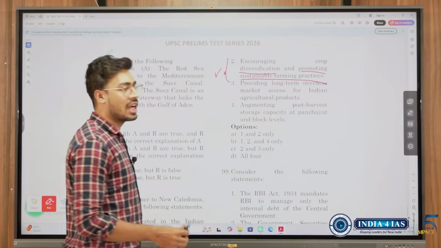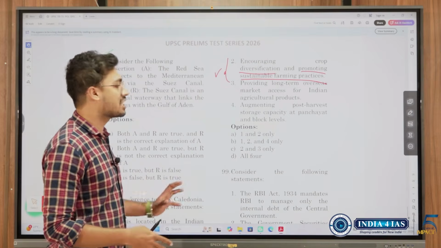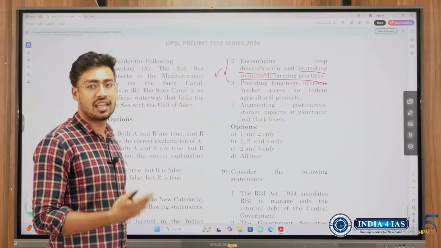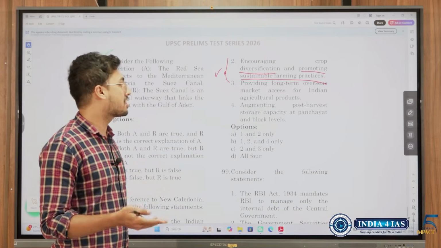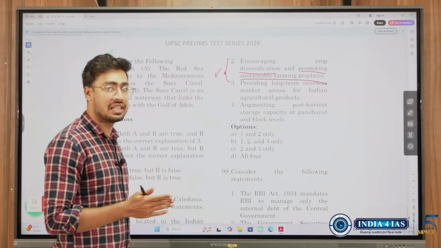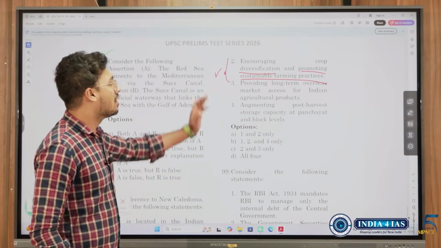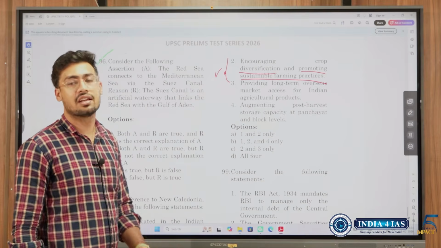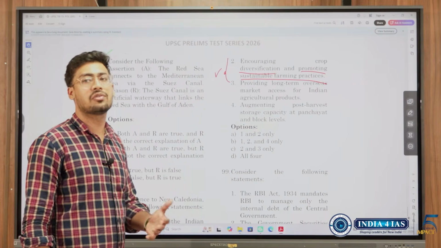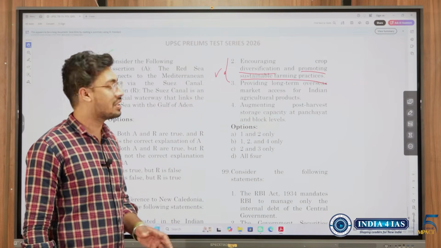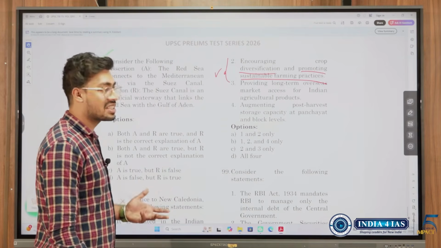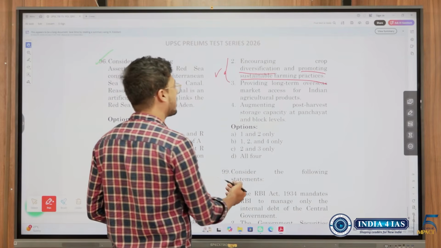PM Dhanadhanya or any similar 4-5 schemes, the first 2 statements you will see in Mains as the aim of the scheme or the benefits of the scheme. Whether it is PM Dhan-Dhaanya or any scheme for agriculture, the first statements are very generic. Crop diversification, sustainable farming, increase agriculture productivity. There is nothing wrong in this. Most of the schemes will aim for this. So statement 1, 2 correct.